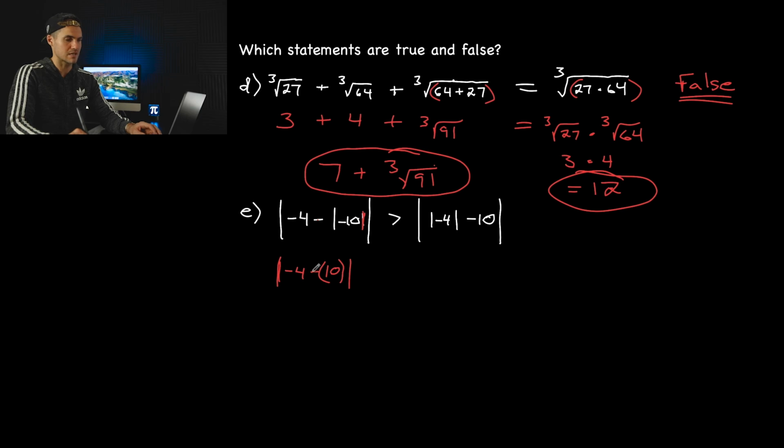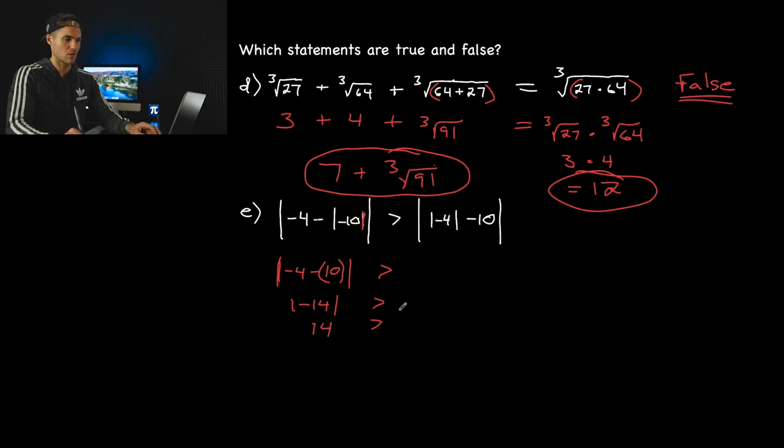This negative is this negative right here. It's not this negative. That negative went away. This negative here ends up going here in front of the 10. So -4 minus 10 is -14. The absolute value of -14 gives us positive 14, right?